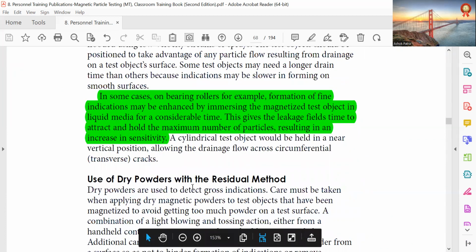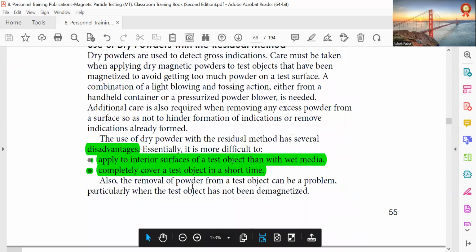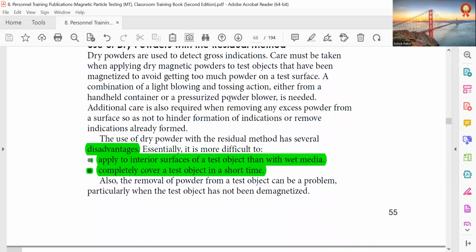So, use of dry powders in the residual method is not so good. Apply wet media to the interior surface of the test object and completely cover the test object in a short time.